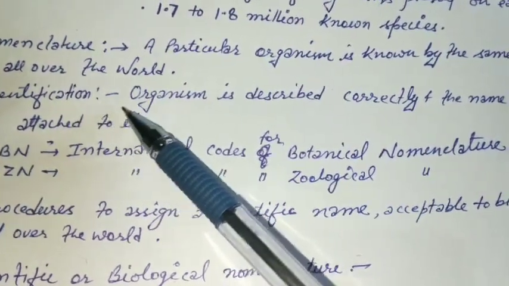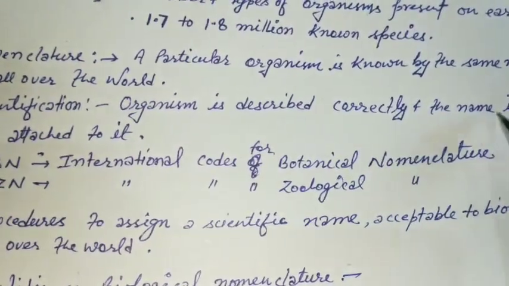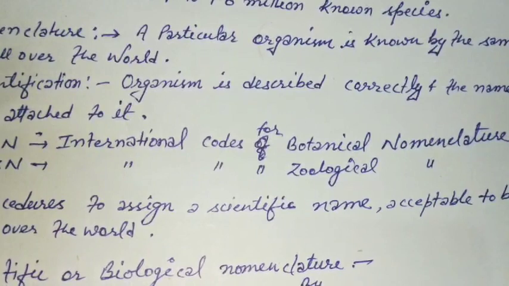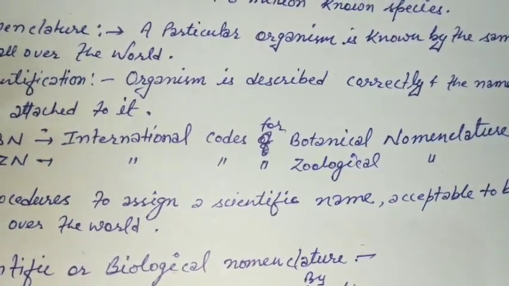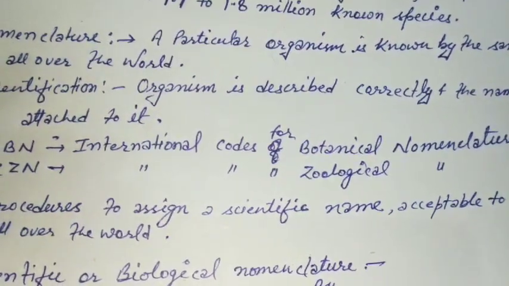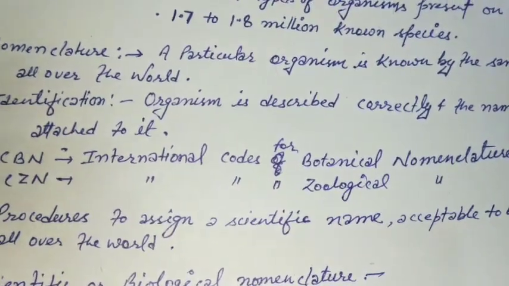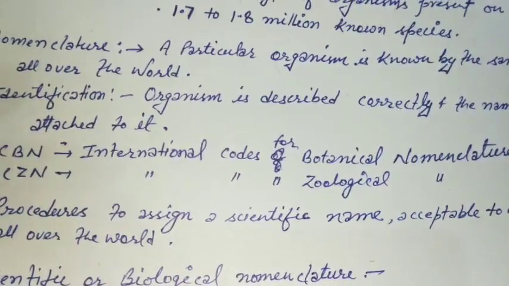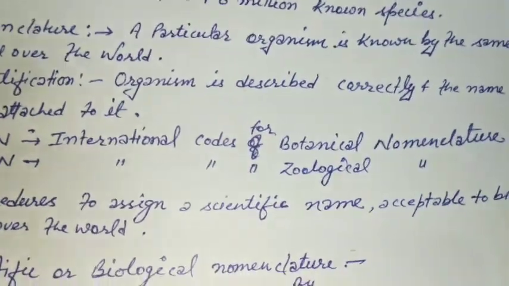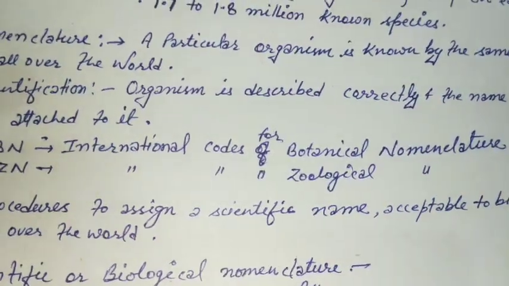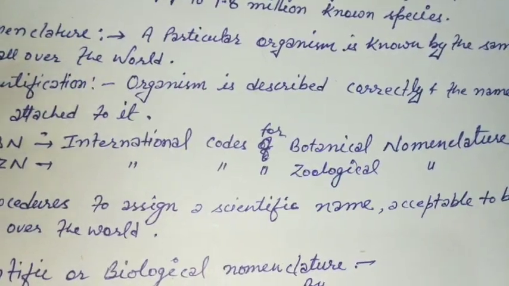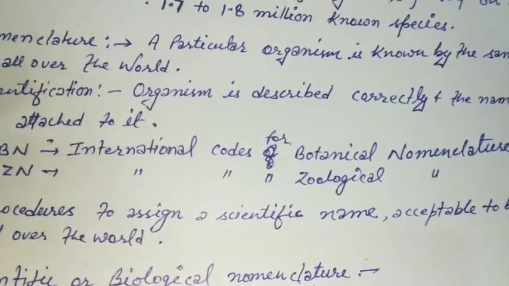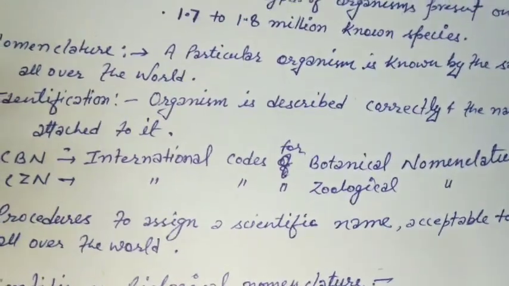Identification means when the organism is described correctly and the name is attached to it. There are some rules of nomenclature, and each scientific name is written and carries some very important characters of the individuals, or the name of the place from where it was described, or it was first used.